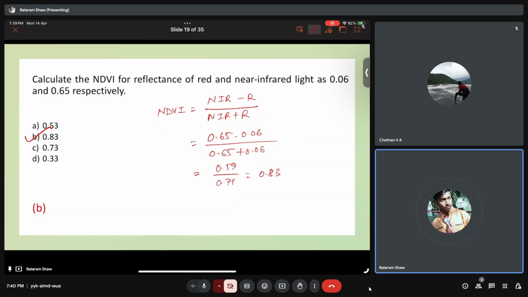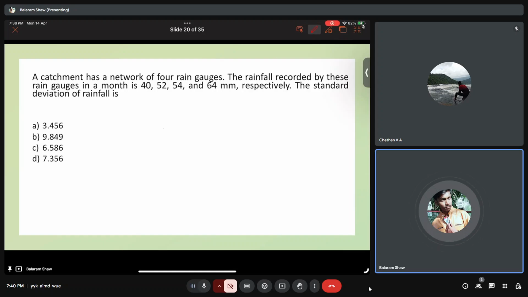Okay. Next question is, a catchment has a network of 4 rain gauges, right? The rainfall recorded by these rain gauges in a month is this much in millimeters. To calculate the standard deviation, sigma n minus 1, how do you calculate? Root over summation of Pi minus P bar squared divided by m minus 1, right? And P bar is what? P bar is the average rainfall.